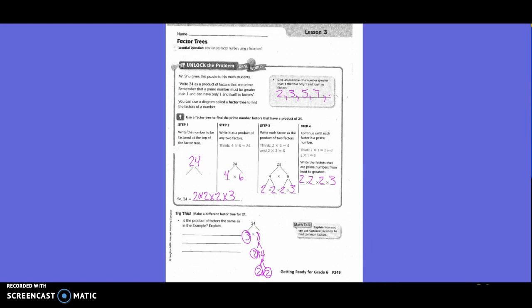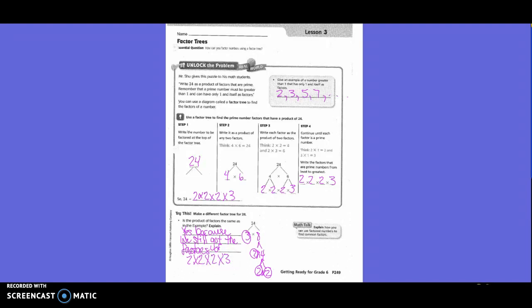So, did we use the same thing? Yes. It says is the product of factors the same as the example. So, yes, because we still got the factors of 2 times 2 times 2 times 3.